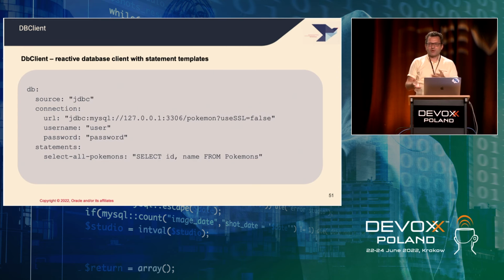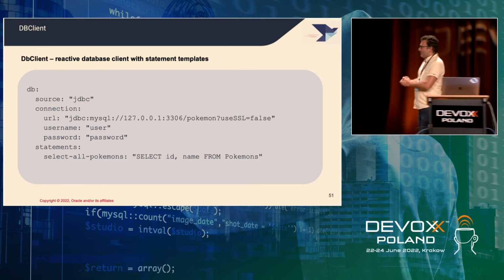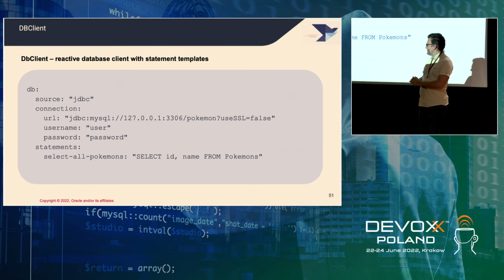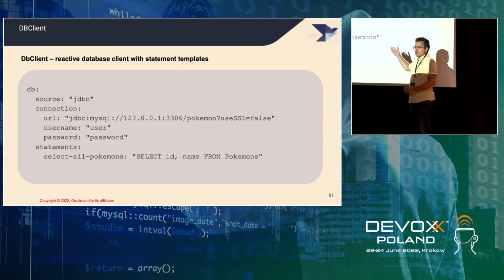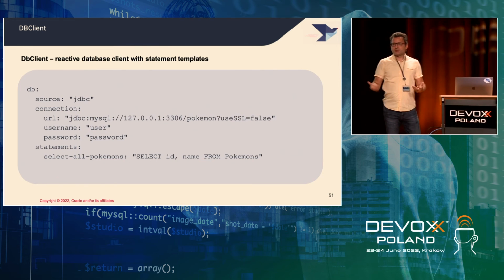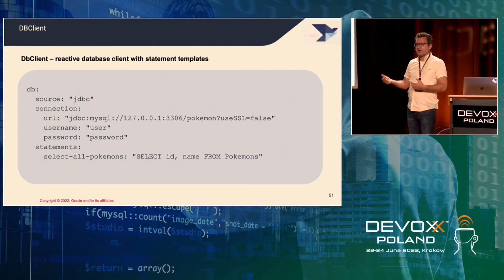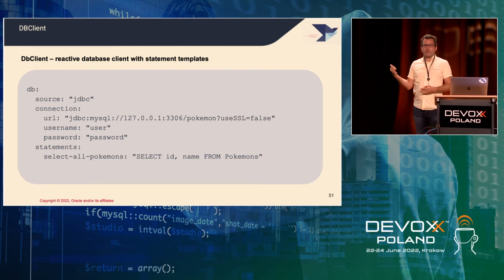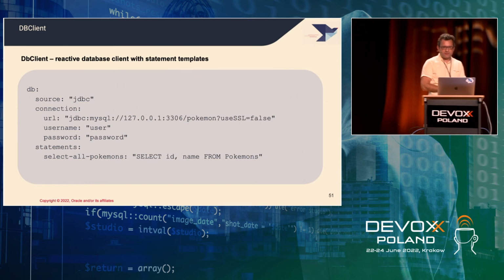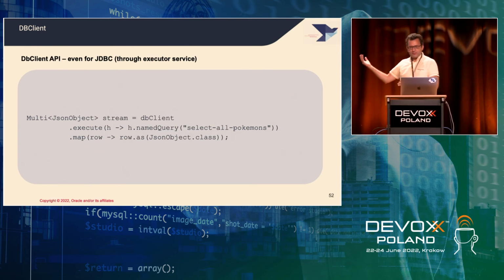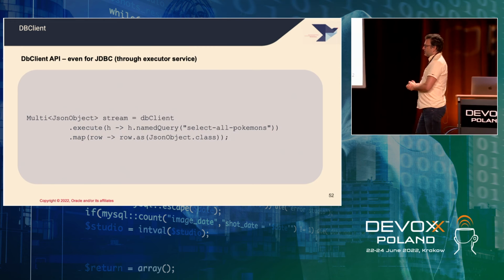It's configuration driven, sorry. So in your configuration, you define the connection to your database, and you also define your statements, which act as templates. You can use the classical JDBC approach of using question marks as a parameter placeholder, or you can use named parameter placeholders that we fill in from your request. And then you can do something like this.